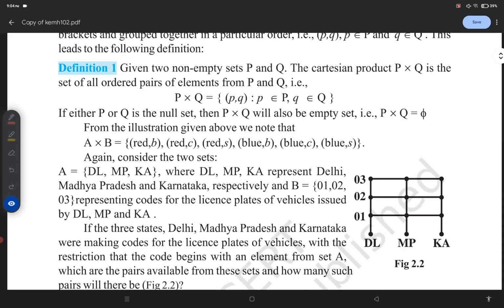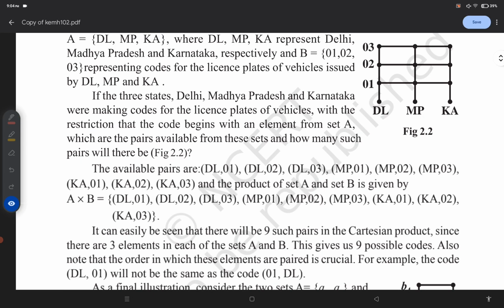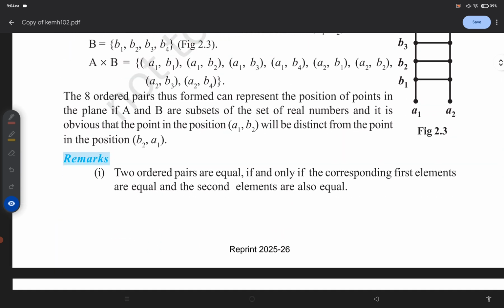Here also A cross B arises: (a, b), (a, c), that is A cross B. Relation is a very easy chapter.